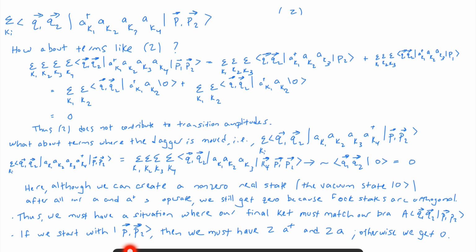the only ones that are going to give me anything potentially non-zero are when two of these A's are daggered and two of them are not daggered. Otherwise, we're going to get zero.